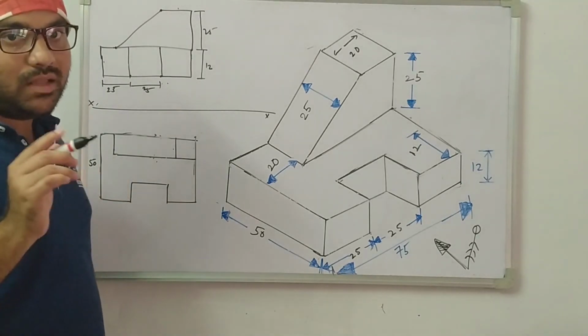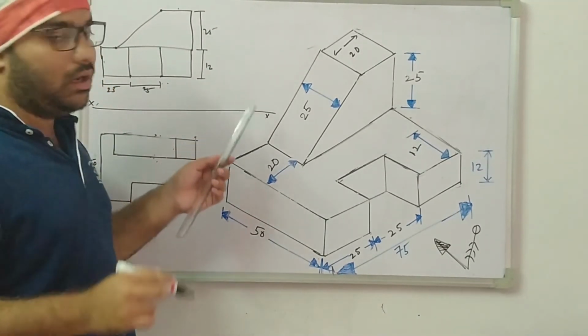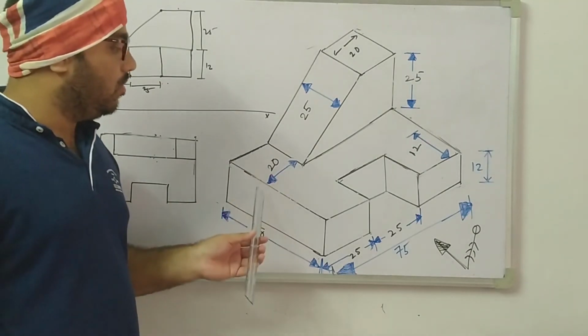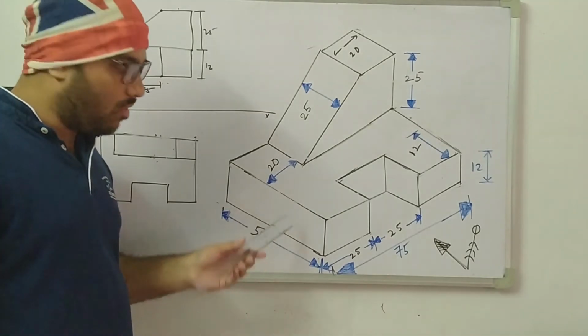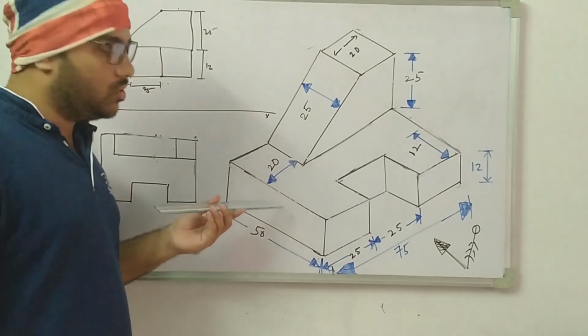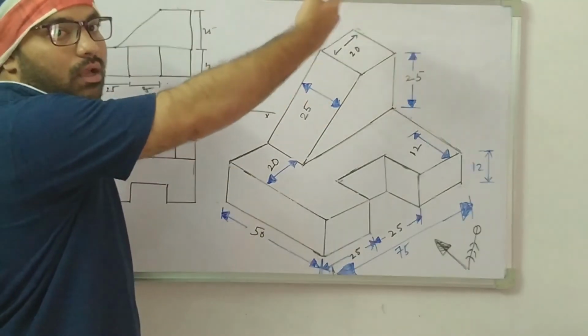Now see, to draw the side view, we have to draw it in the right plane. The right plane means it is a left side view. In the left side, we are watching from this direction, so whatever the view is there, the view will fall on the right plane.